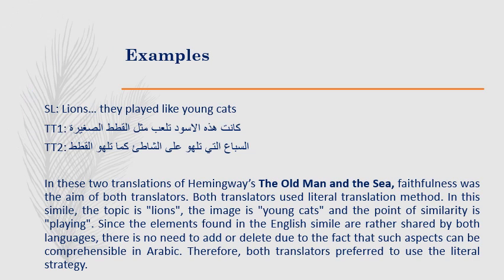For example, lions, they played like young cats. كانت هذه الأسود تلعب مثل القطط الصغيرة. السباع التي تلهو على الشاطئ كما تلهو القطط. In these two translations of Hemingway's The Old Man and the Sea, faithfulness was the aim of both translators. Both translators used literal translation method. In this simile, the topic is lions, the image is young cats, and the point of similarity is playing.